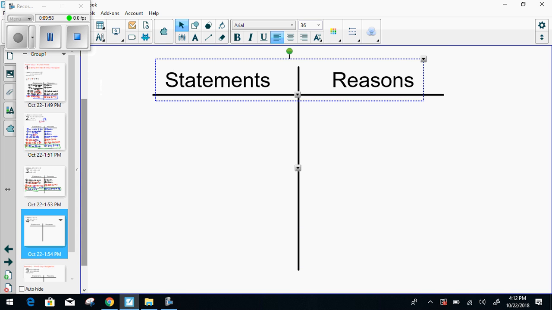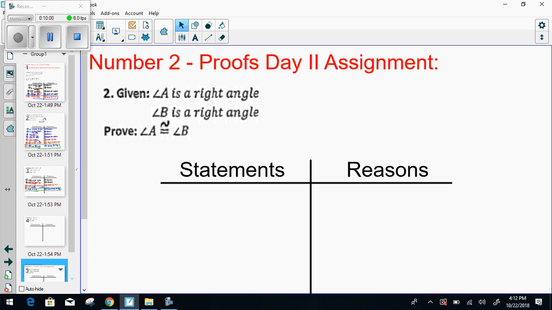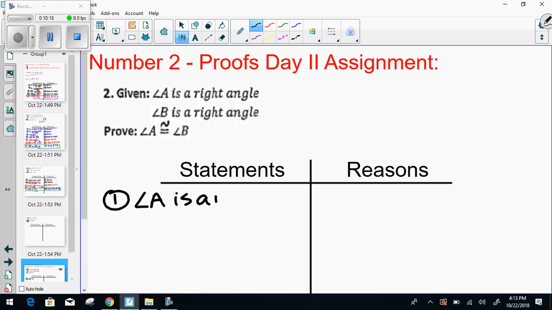I do want you to follow along with number 2 on the homework assignment because this one is a little different. So please go to your homework assignment, proofs day 2 assignment, and follow along with number 2. So I'm giving you a freebie here. Let's go ahead and list our givens. We are given that angle A is a right angle. We are also given that B is a right angle.